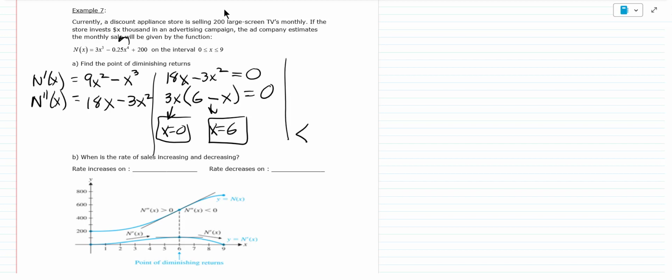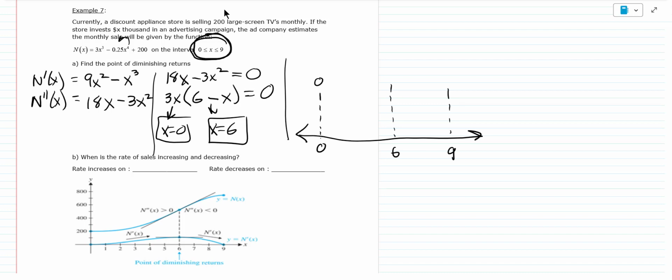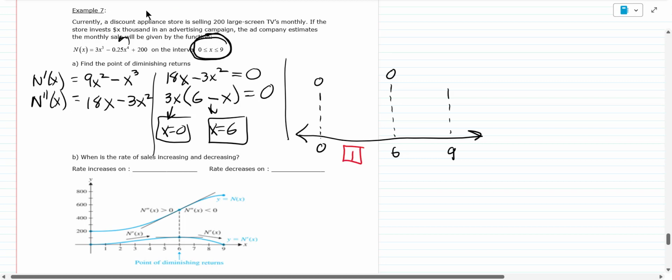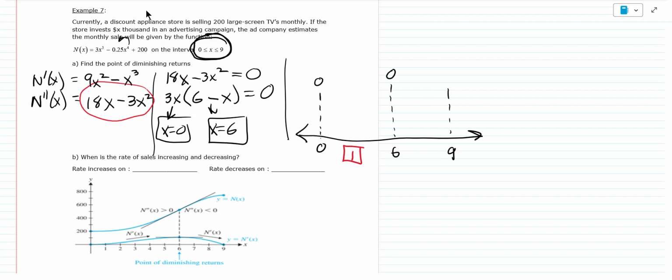Now what we're going to do is a sign chart. In this problem, I gave you that we're only interested in the interval from 0 to 9. So the second derivative is 0 at 0, and also 0 at 6. This is an easy enough problem to just use test points, so I'm going to use a point between 0 and 6 and plug it into the second derivative. That's 18 times 1 minus 3 times 1 squared, and that's positive. That means the graph is concave up.